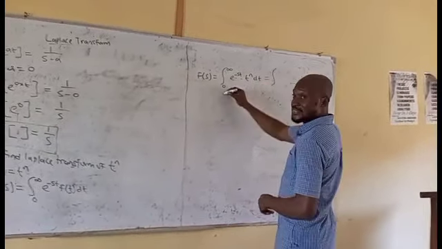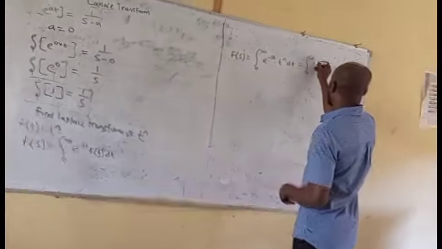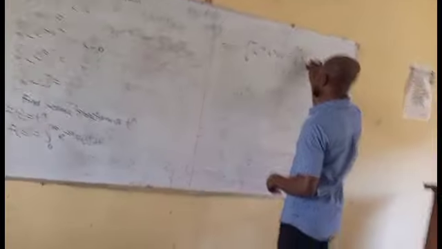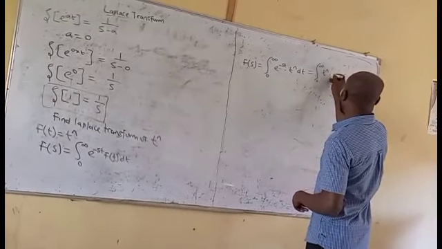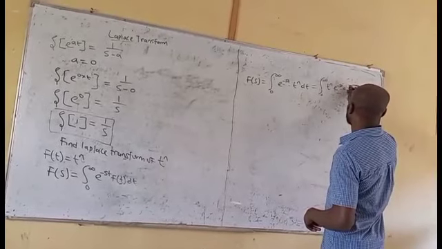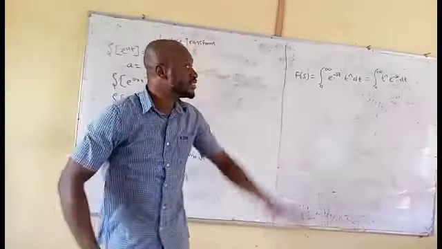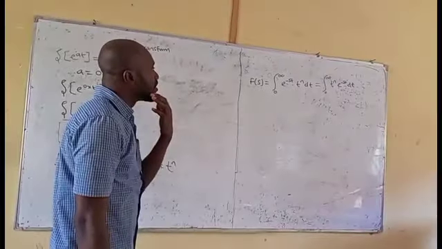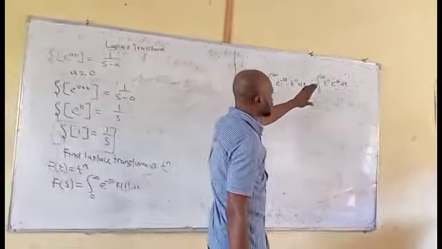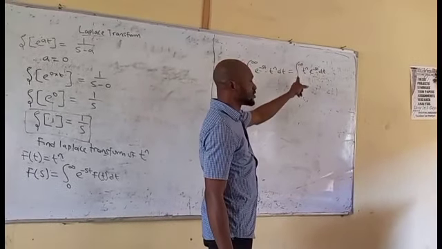It's still the same as the integral from 0 to infinity. Then I have t raised to the power of n, and I have e raised to the power of minus st times what? dt. So you're going to have it in this form. So whenever you have an integral form, mind you that this is the integration sign.